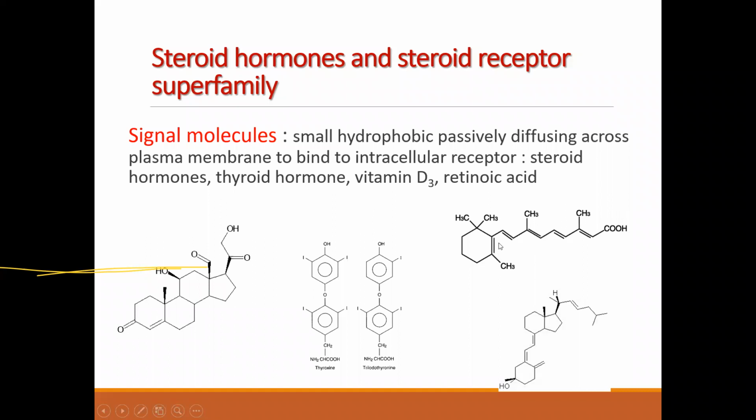and also retinoic acid. This slide shows the structure of steroid hormone. This is the common structure of steroid hormone. This is thyroid hormone, and this is vitamin A. Look at the thyroid hormone. Even if the thyroid hormone is not a steroid hormone, the thyroid hormone is quite small. Therefore, it can pass across the plasma membrane and go inside the cell and bind to the receptor that is located in the nucleus of the target cell.